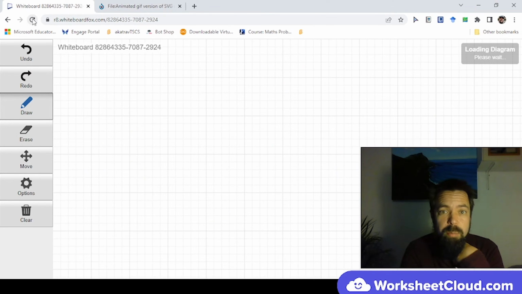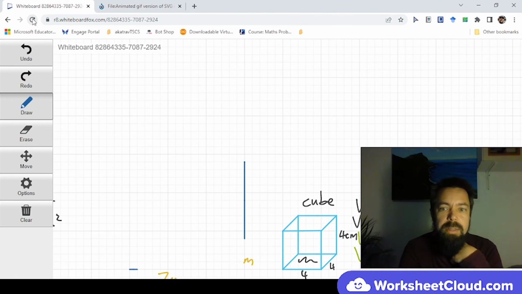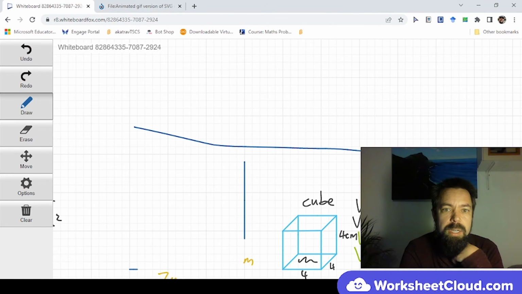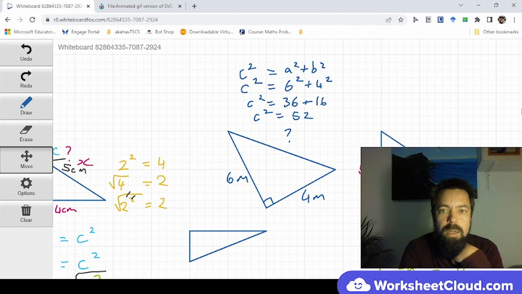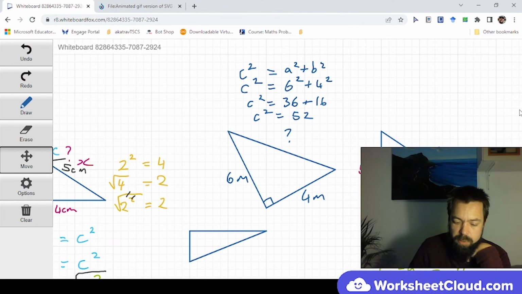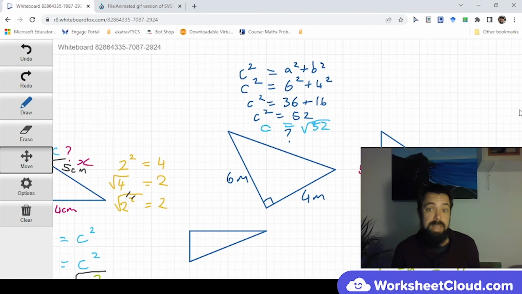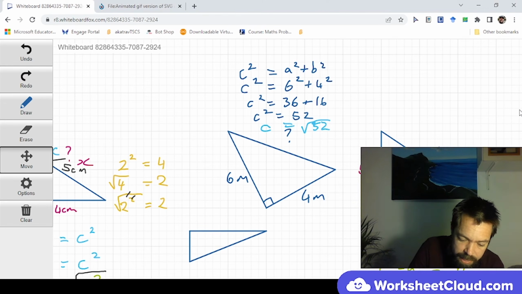Right, it's not a pretty number. So your teachers will either allow you to work it out with a calculator, or they will allow you to leave it in surd form. And by that, I mean you can say that c is equal to root 52. You simply leave it as that. That would be your answer. So then you could say that the length of this side is root 52 centimeters.